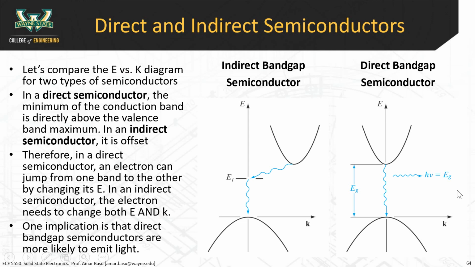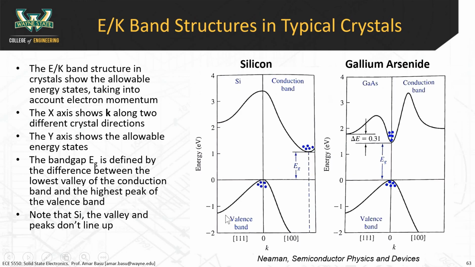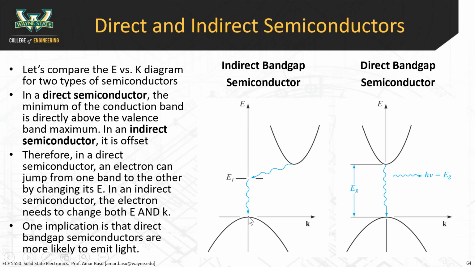So this is it. When we draw the E versus K diagram for silicon and gallium arsenide, these are the actual diagrams that show the E versus K in different crystal directions. This is just a simplified diagram, which you can choose to ignore, but it's illustrating the point that an electron in the indirect bandgap semiconductor has to change momentum and change energy, whereas the direct bandgap semiconductor only has to change energy. As a result, direct bandgap semiconductors don't give off heat, they give off light when they recombine.